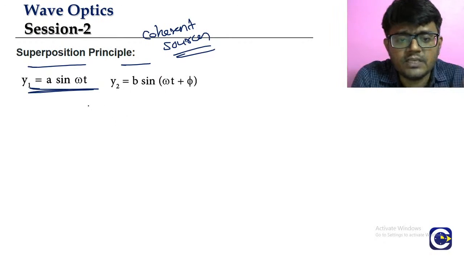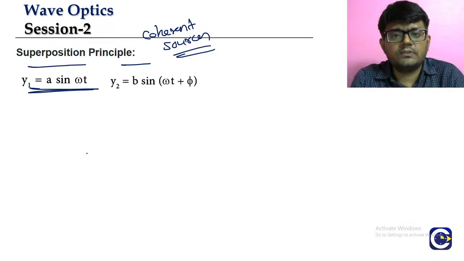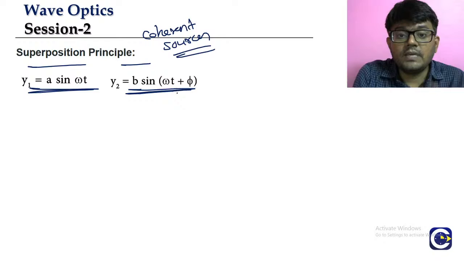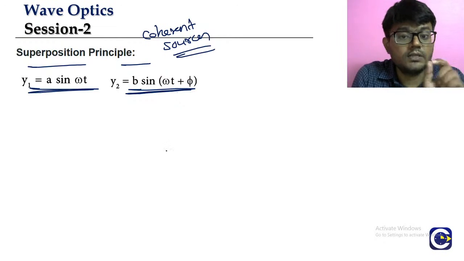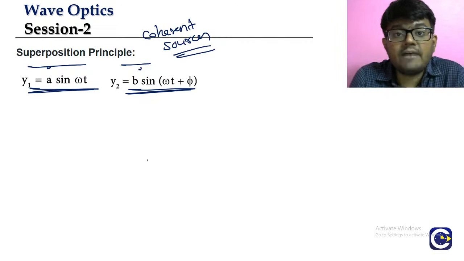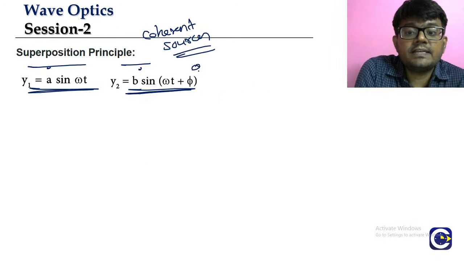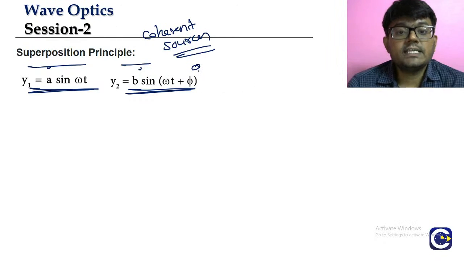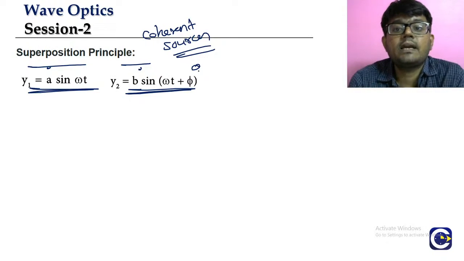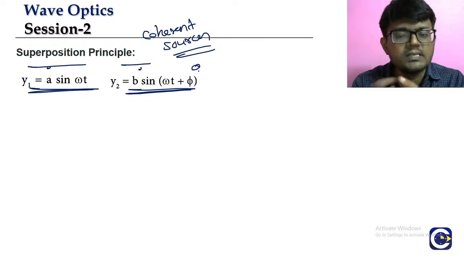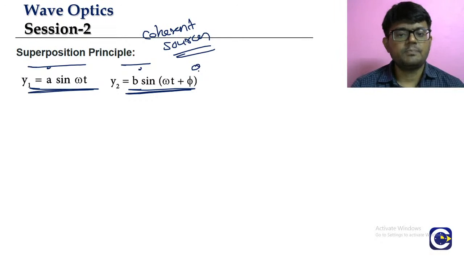Let us say the first wave coming from source 1 is a sine omega t. The wave coming from the second source will be what? It will have a different amplitude. That is what we are saying. Coherent sources means that amplitude can be different. It will have an amplitude of B. So the phase difference we are taking as phi. So its equation will be B sine omega t plus phi. Amplitude is different. They will have some phase difference when they are reaching the point.